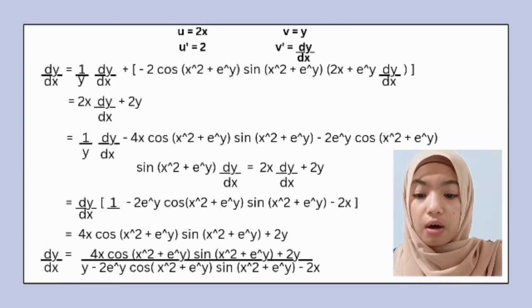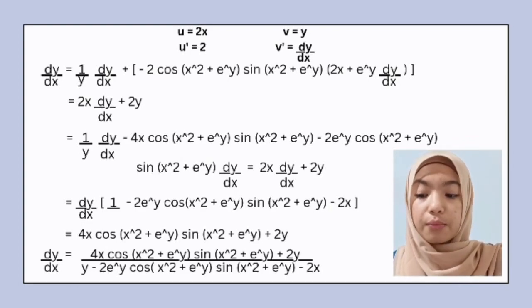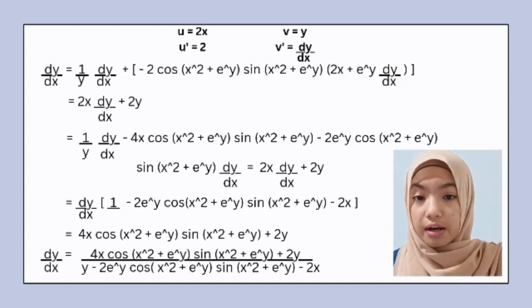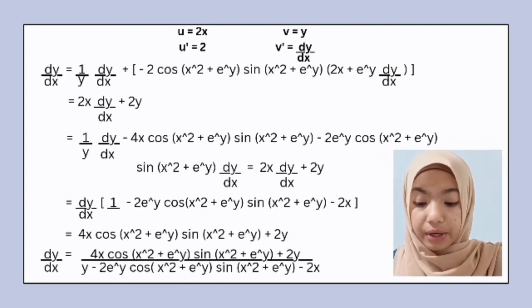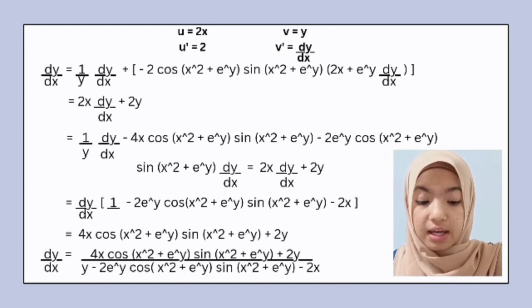Next, after we complete differentiating all of the components, we rearrange back using the equation that they gave. So we arrange it like this: y, 1 over y dy/dx plus (negative 2 cos(x² + e^y) sin(x² + e^y)) multiplied by (2x + e^y) dy/dx, and equal to 2x dy/dx plus 2y.